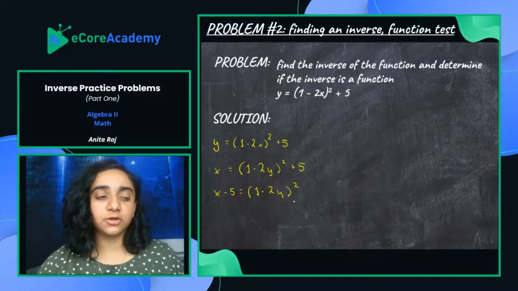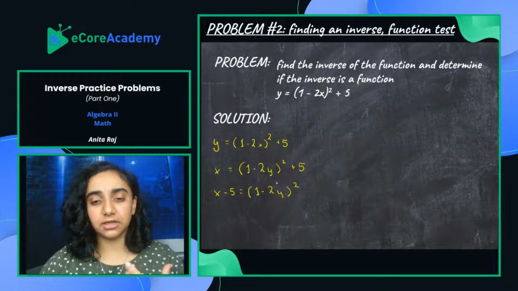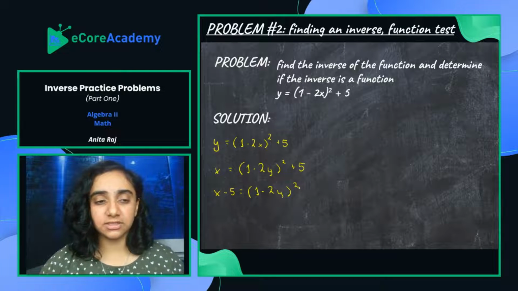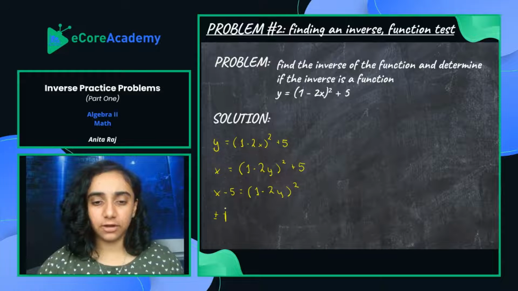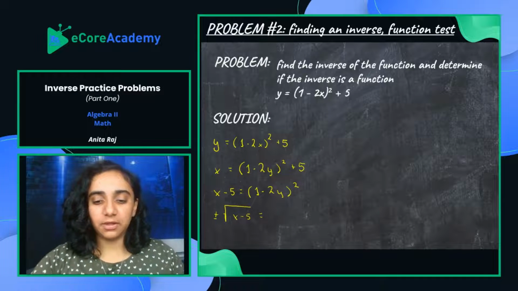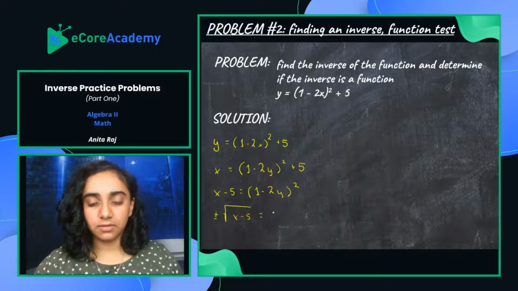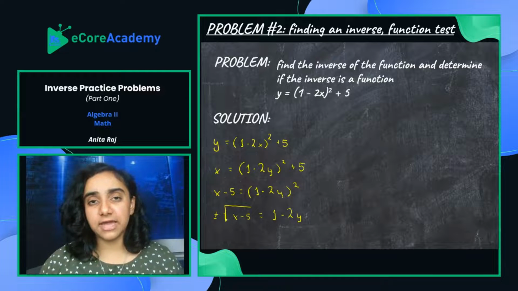Then what we're going to do is square root both sides because we need to undo the square that has been done to this whole expression within the parentheses. So if we square root both sides, we'll get the positive or negative square root of x minus 5 equals 1 minus 2y. And keep in mind that we're including the plus or minus sign because we're taking both the principal and negative root, because in this case we're working with a quadratic.